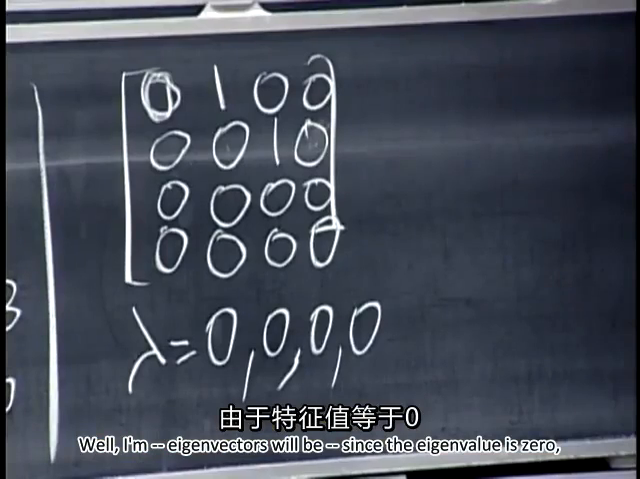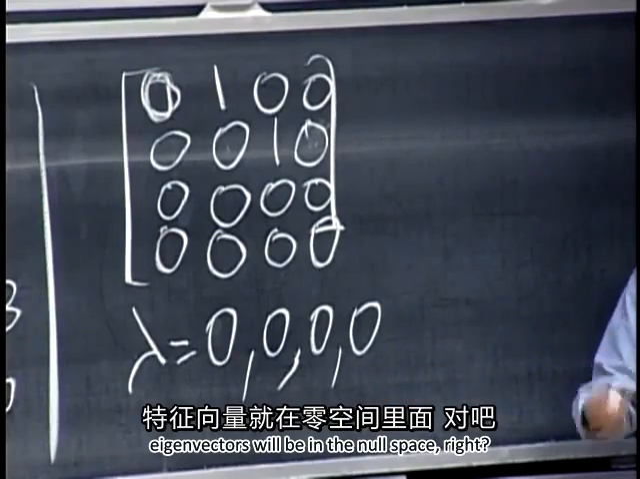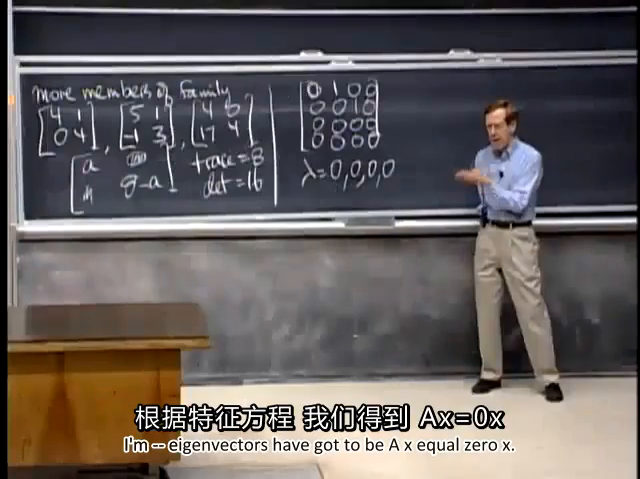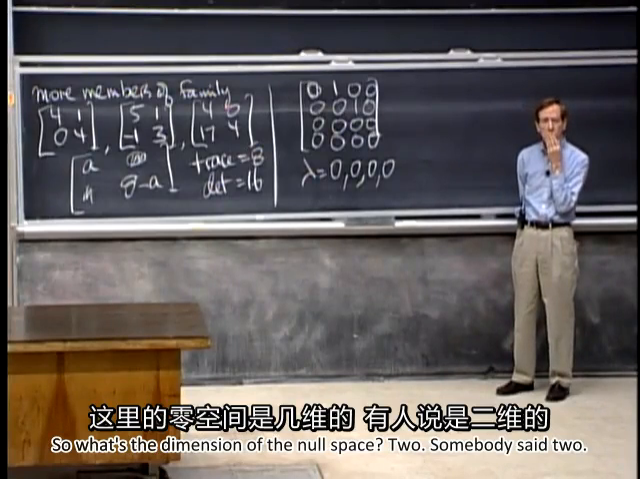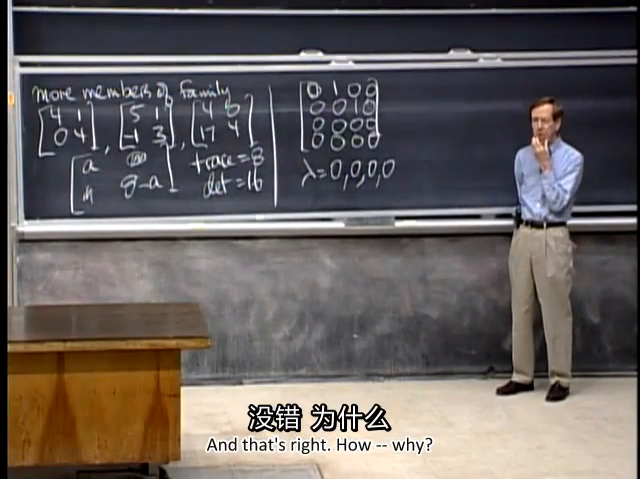Well, since the eigenvalue is 0, eigenvectors will be in the null space, right? Eigenvectors have got to satisfy Ax equals 0x. So what's the dimension of the null space? 2. Somebody said 2. And that's right.